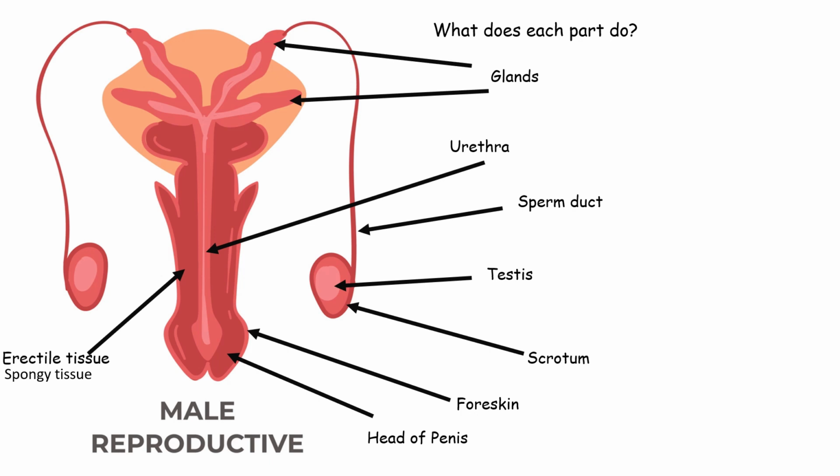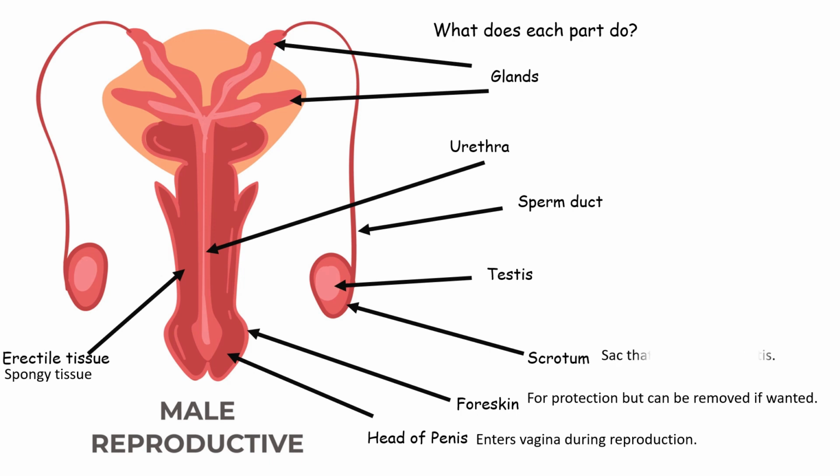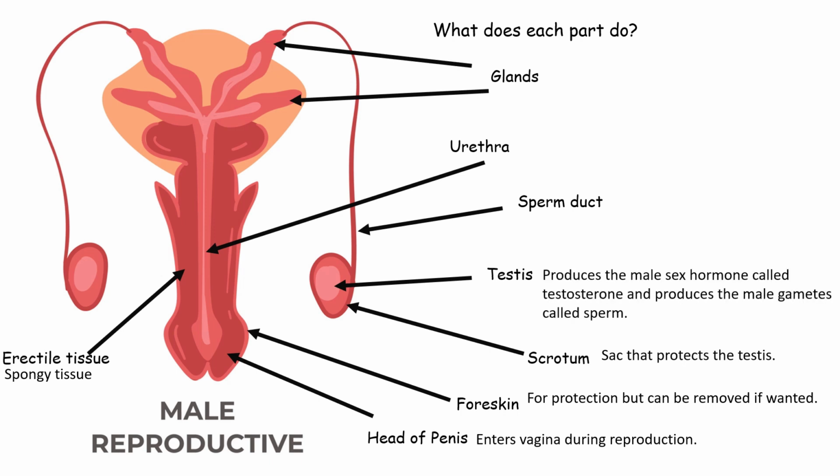Pause the video. The head of the penis enters the vagina during reproduction. The foreskin is for protection, but can be removed if wanted. The scrotum is a sac of skin that protects the testes. The testes produce the male sex hormone called testosterone and produce the male gametes called sperm.